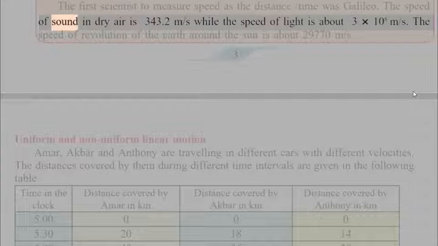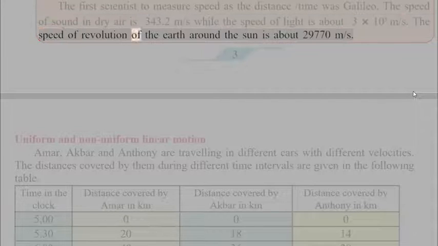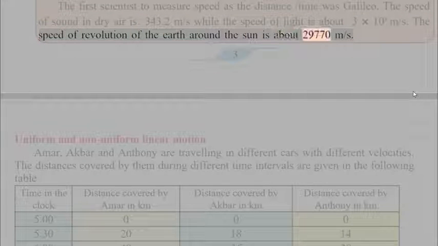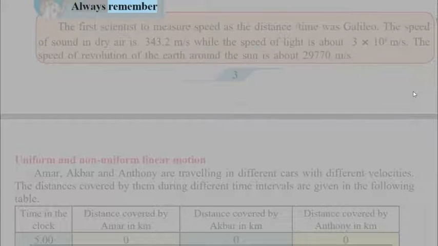The speed of sound in dry air is 343.2 m/s while the speed of light is about 3 × 10^8 m/s. The speed of revolution of the Earth around the Sun is about 29,770 m/s. Always remember.